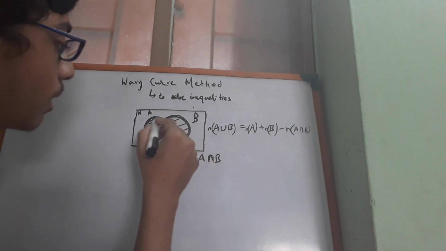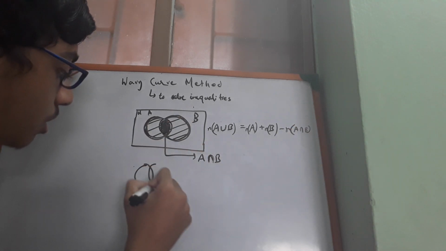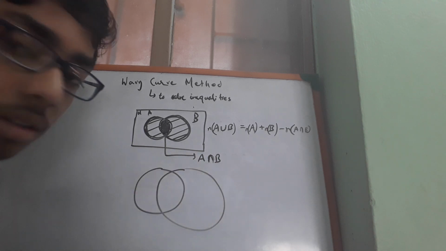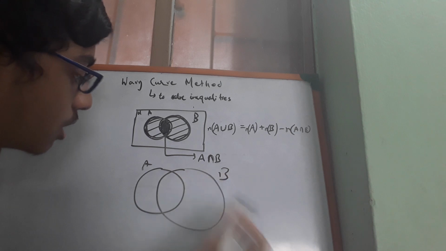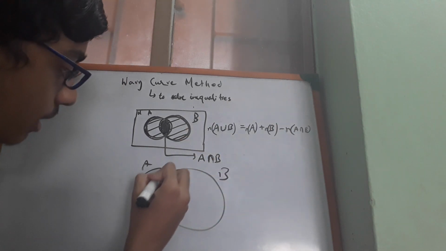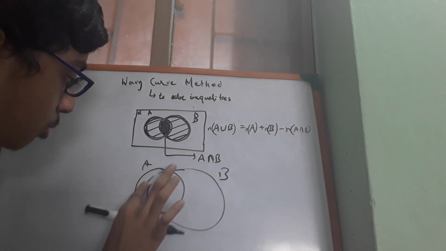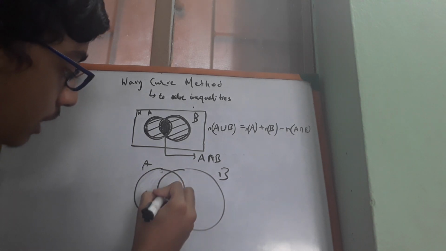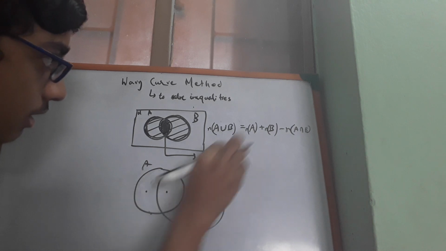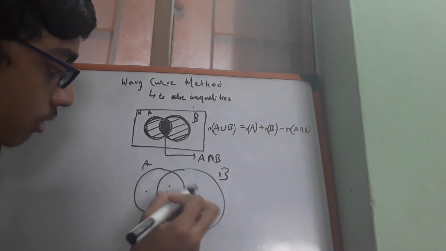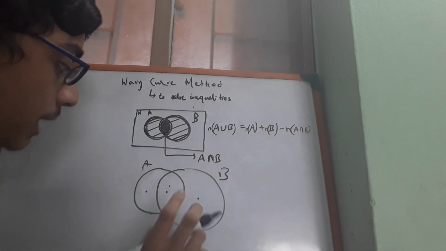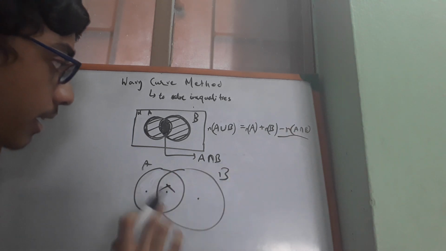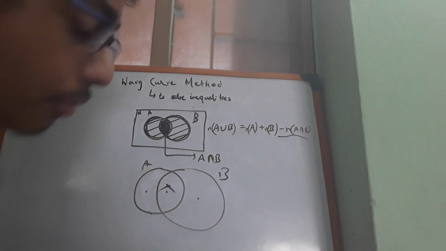Why? Because once we are counting A, I'm just drawing it once more, so let's draw it more clearly. This is A and this is B. Once we are counting A, that means we are counting this region also. I'm counting this region also, and when I am considering B, I am counting this region also. But this region in between has been counted twice, so we have to eliminate one of them. That's why minus A intersection B. This region is basically A intersection B, right? So that is the concept of intersection and union.